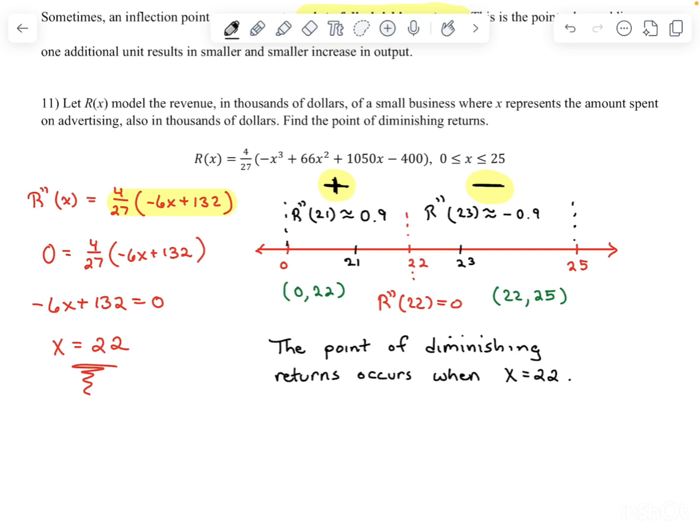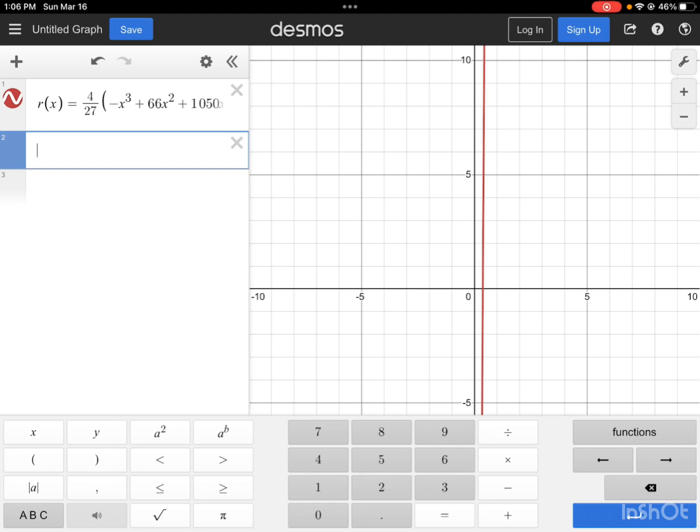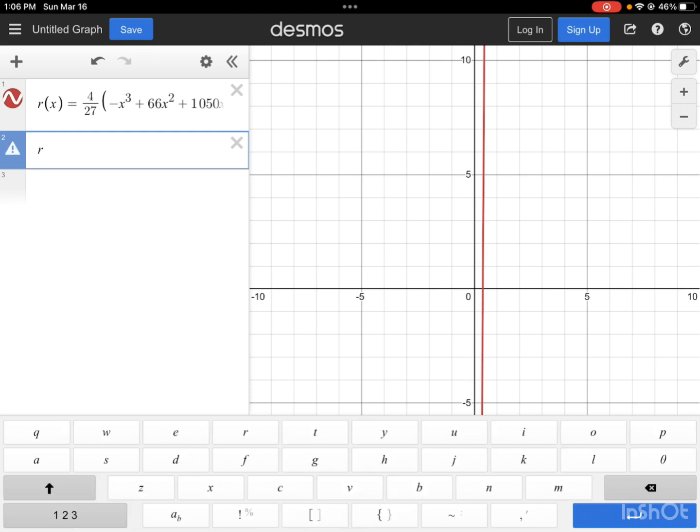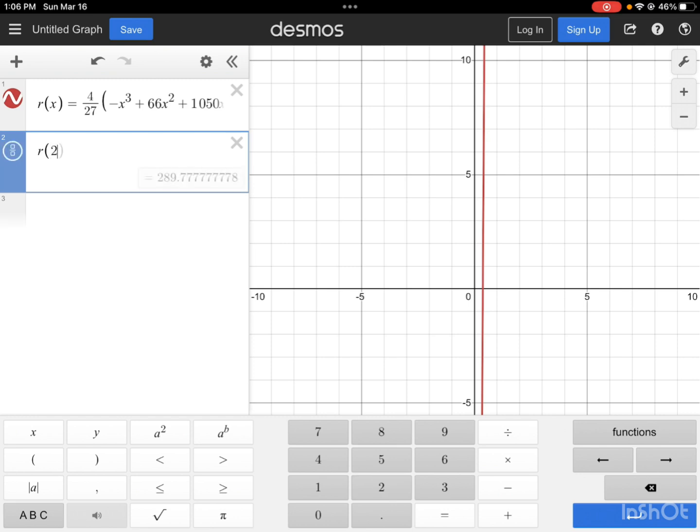To find the coordinate where the point of diminishing returns occurs, we will substitute 22 into the original function and find the value of y. We will do this in Desmos. So I've entered the function into Desmos. Now all that's left to do is to evaluate this function for when x is 22. So when x is 22, the function is 6,517.92593.